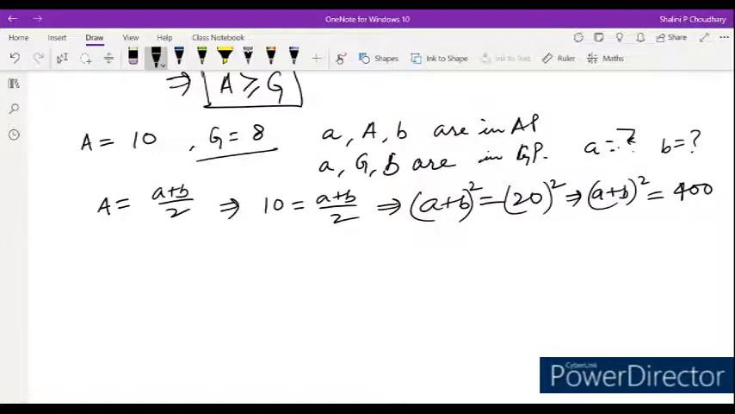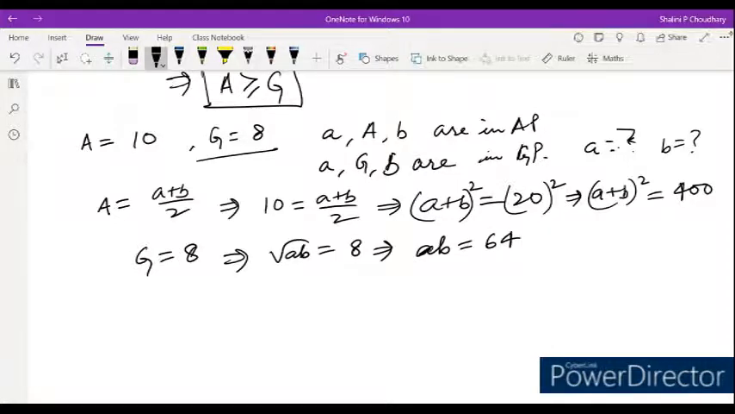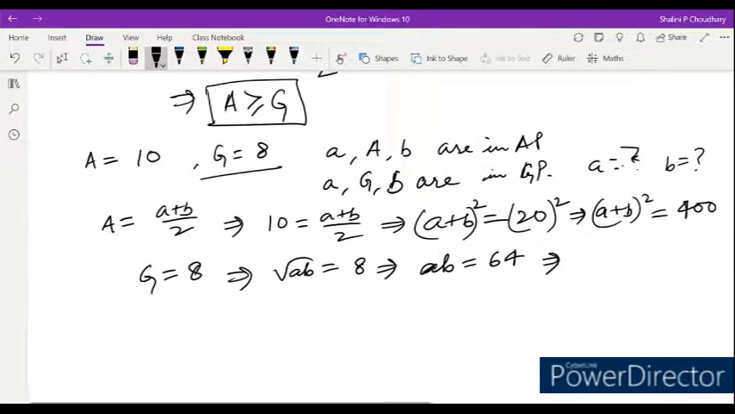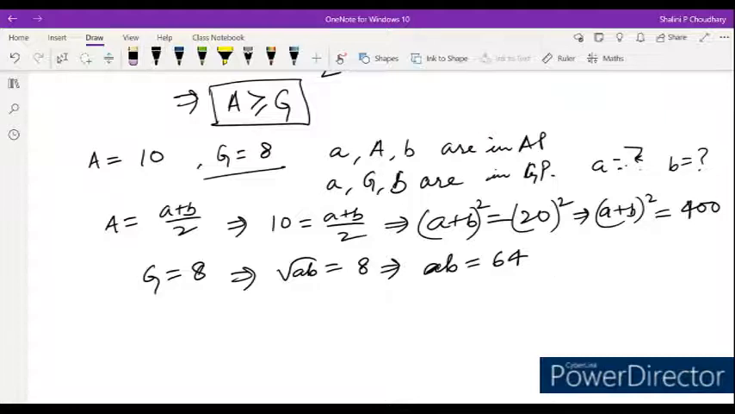Now we will take the value of G. G is equal to 8. It means G is the square root of ab, that is equal to 8. It means the product ab will be equal to the square of 8, that is 64. Okay, just keep it as it is.